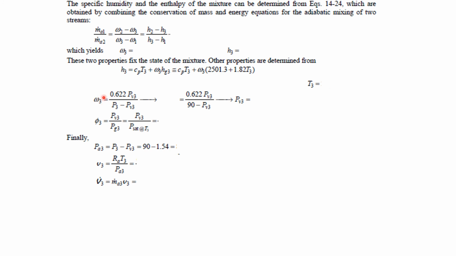So omega 3 again substitute into this, you will get the partial pressure of vapor at point number 3, and then you will be able to use that to find your relative humidity at point 3, right? So once you've got that, you should be able to get your volumetric flow rate, once you've found out your specific volume at point 3 using this relationship, and that will be the end of solution for the example that we've discussed.